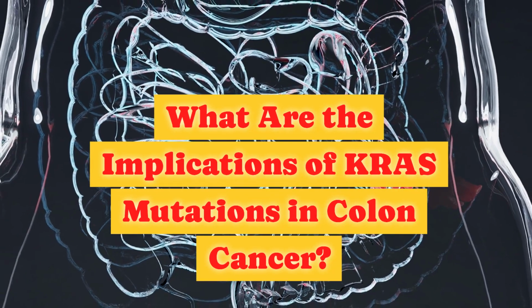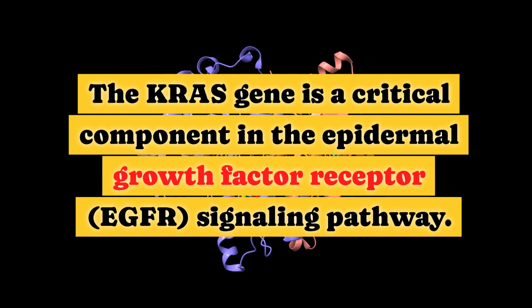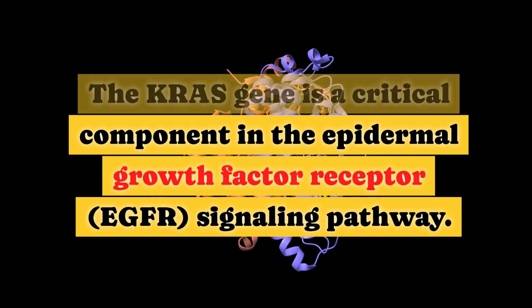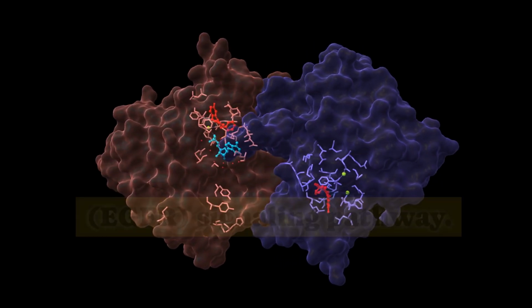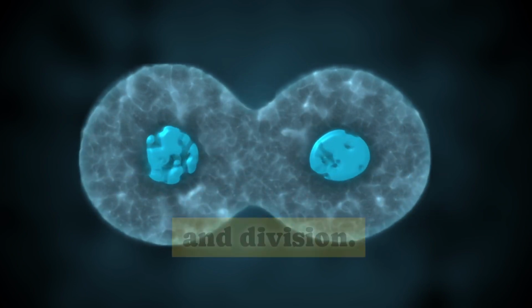What are the implications of KRAS mutations in colon cancer? The KRAS gene is a critical component in the epidermal growth factor receptor, EGFR, signaling pathway. When mutated, KRAS leads to constant activation of this pathway, driving uncontrolled cell growth and division.